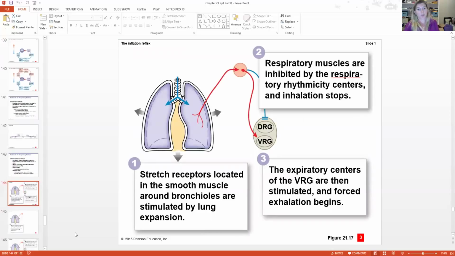So stretch receptors are located on the smooth muscles around the bronchioles. They're stimulated by the expansion, and they're inhibited by their respiratory rhythmicity centers, and inhalation is going to stop after they expand enough. And then the expiratory centers of the VRG are then stimulated when we push that air out, when forced exhalation begins.